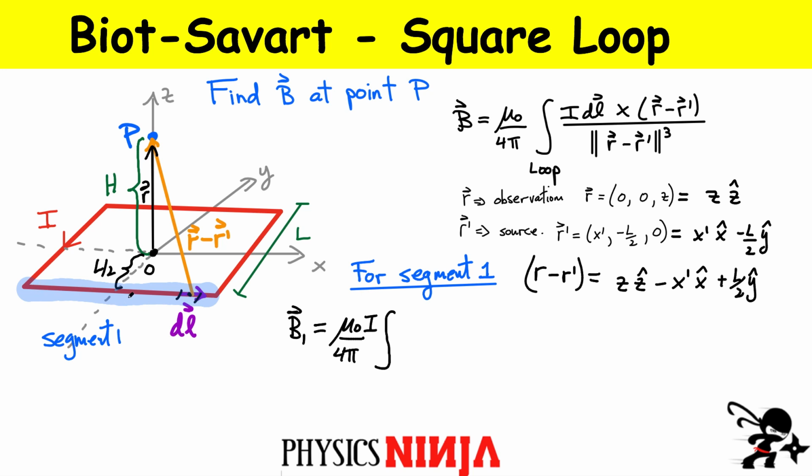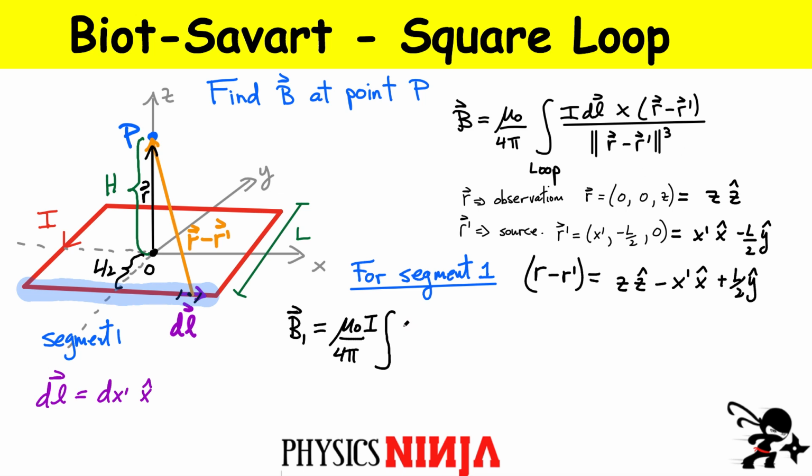All right, now what is dl for segment 1? Well, segment 1 is right here, the one I've highlighted in blue. So how do we write dl over here? It really only has an x component, right? The x-axis is over here, so I would simply write this as dx prime x hat. It's really only an x component. That's the magnitude of a little element, and this is the direction. Okay, so let me put that into my equation for Biot-Savart.